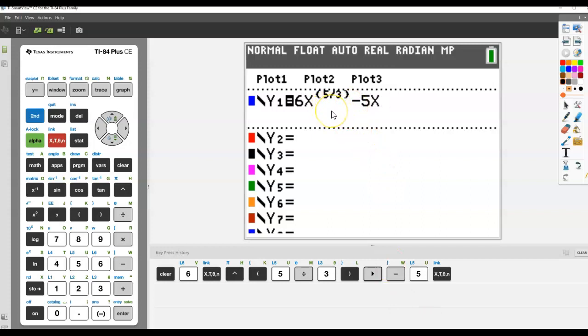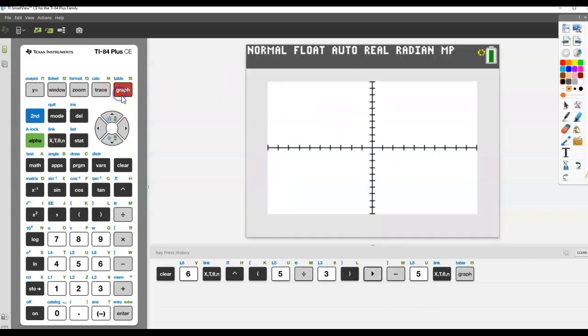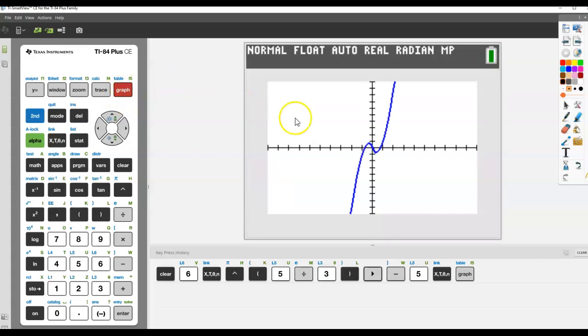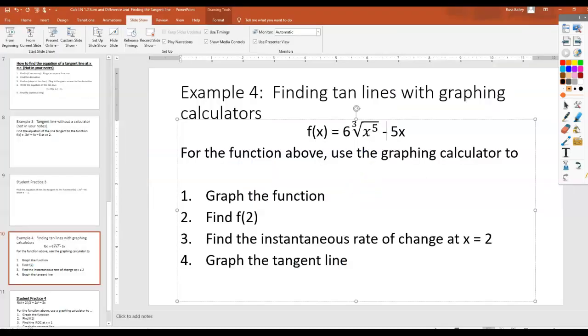So there's my function. Now if you go ahead and push graph, this button right here, it will actually graph the function for you. Okay, so that's what that function looks like. Now, that's the first step of the problem. It says to graph the function. Now they want us to find f of 2. In other words, what's the y value when x equals 2?